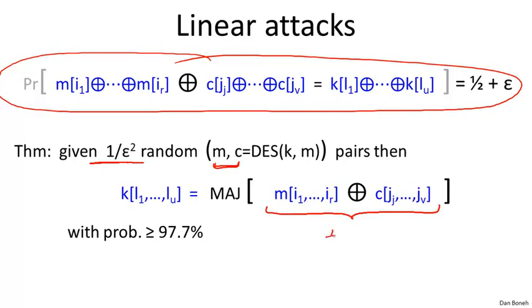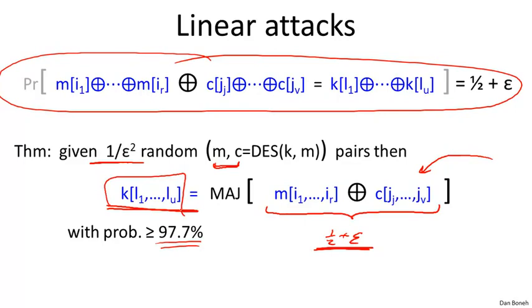You know that for half plus epsilon of these values, these things will be equal to an XOR of the key bits. So if you take the majority over all the values you've computed, it turns out it's not so difficult to see that you'll get the correct prediction for the XOR of the key bits with probability 97.7%. In other words, if this relation happens to be correct more than half the time, then the majority will be right. And because there's an epsilon bias, the probability that you will be correct more than half the time is in fact 97.7%, in which case the majority will give you the correct XOR of the key bits. Okay, so this is kind of cool.